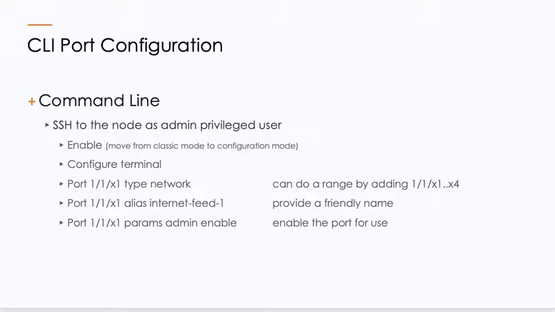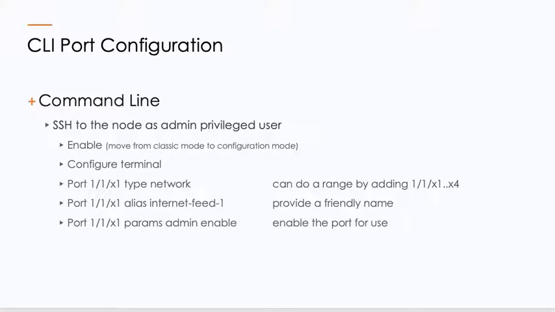So 1/1/x1, the type, and then the type of port we're going to configure, which in this case will be network. Now, if you want to do a range, as an example to the right, I've got 1/1/x1 through x4. I could set a group of ports all in one fell swoop by issuing that command.